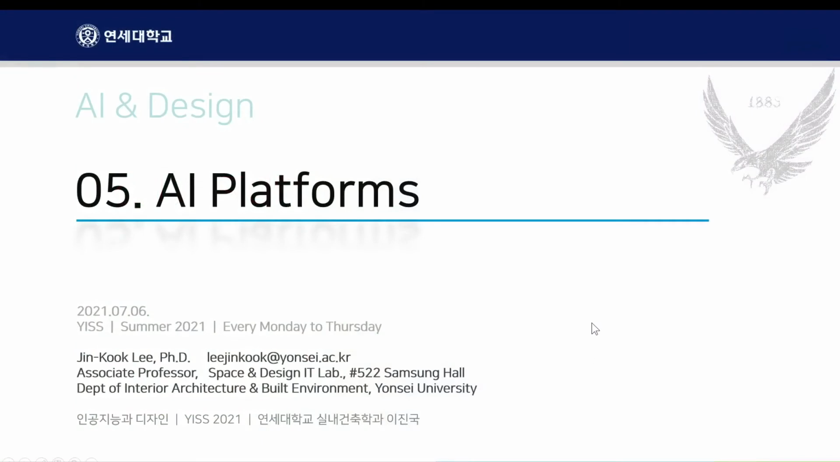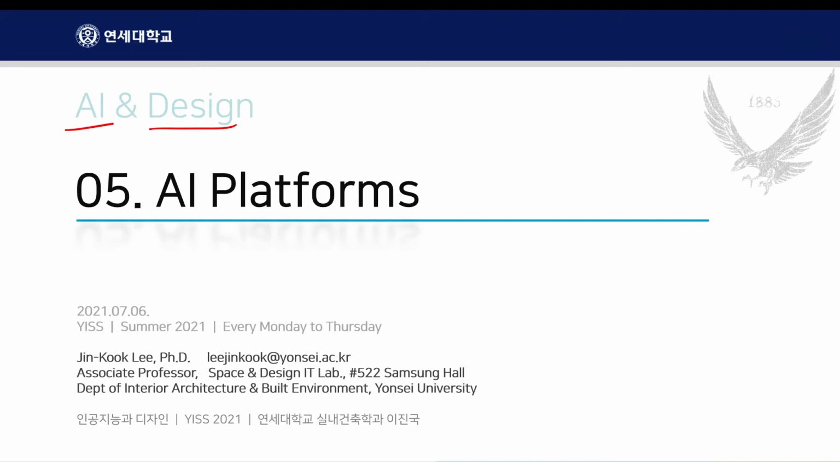Okay, so far we have walked through some fundamental and background theories related to both AI and design, as the class title literally means, right? We reviewed some general aspects of AI and some theoretical backgrounds in the design part. Now we're going to shift our perspective to something new, right?